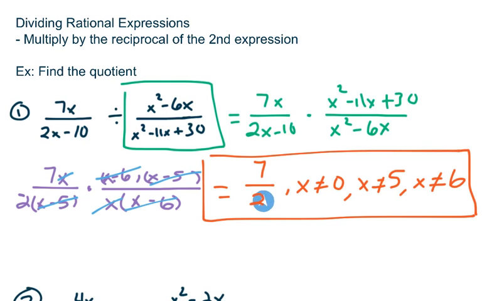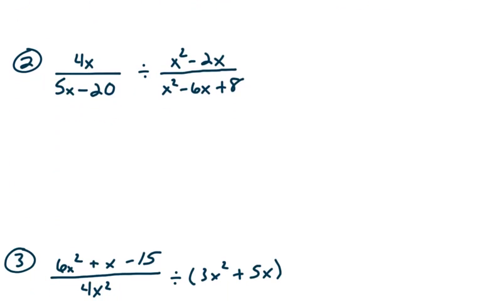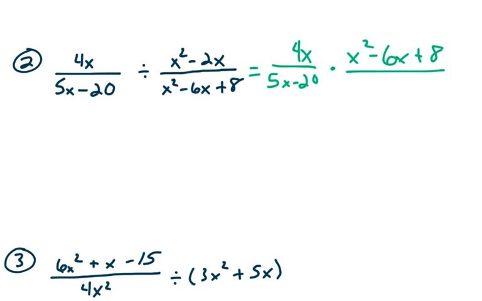Even though there's no x in our final expression, we still need to list out the values that cannot be used. Number 2 here: 4x over 5x minus 20 divided by x squared minus 2x over x squared minus 6x plus 8. Same idea, we're going to multiply by the reciprocal instead of dividing. So it's 4x on top, 5x minus 20 on the bottom, times the reciprocal, x squared minus 6x plus 8 all over x squared minus 2x.